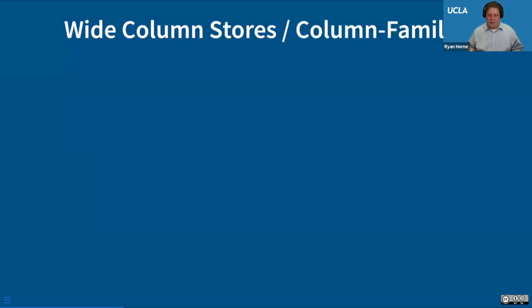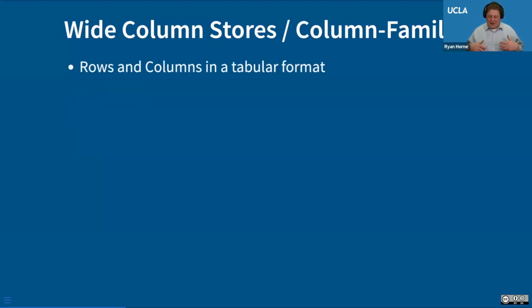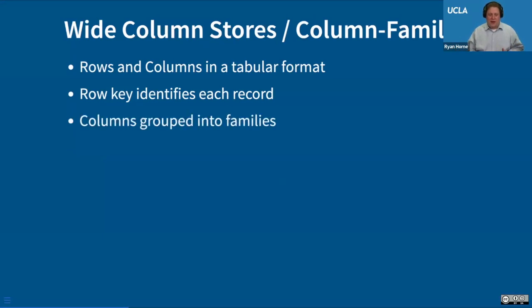A wide column store or column family database is kind of like a relational one in that it has rows and columns in a tabular format, but it's a little bit different. Each row does identify each record, but here's the interesting thing: the columns are grouped into families. And so you have different groupings with different rows that don't really connect in the database, but they're logically connected.